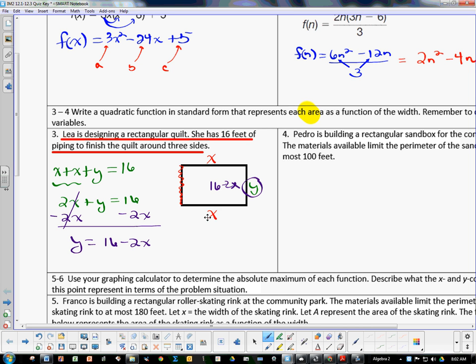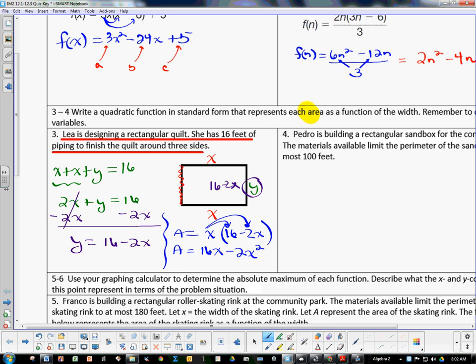All right. Now, right in this area here, we're going to do area is equal to length times width, or x times 16 minus 2x, because we only want to deal with x, but we know that y is equal to 16 minus 2x, so we have 16 minus 2x, and they ask for this in standard form, so we have area is equal to x times 16 is 16x, and then x times negative 2x is minus 2x squared. What do you think?